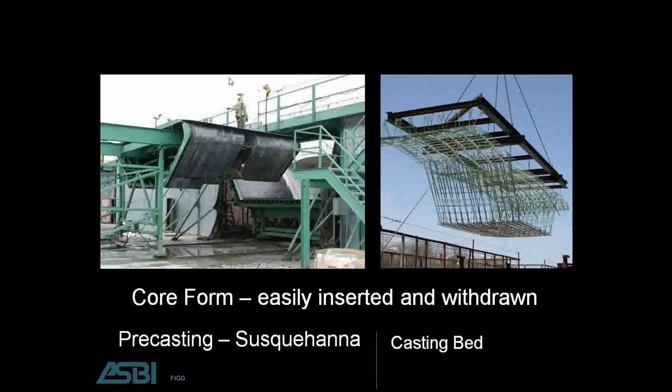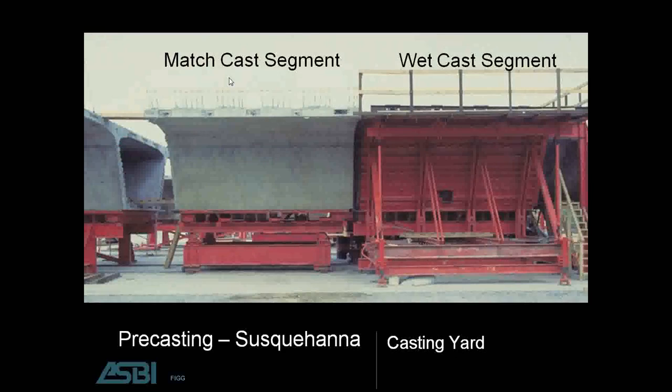One of the innovations that the contractors are always looking for is how to expedite the casting operation, and this used a unique core form that was easily extractable from the core of the box. There on the right you see the prefabricated reinforcing cage that once again helps expedite the fabrication of each segment.